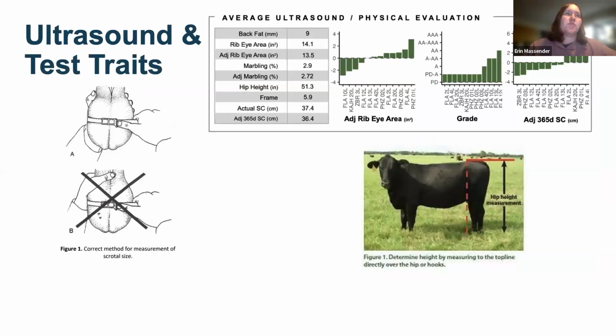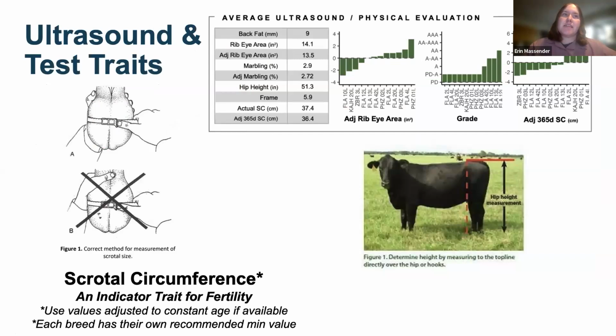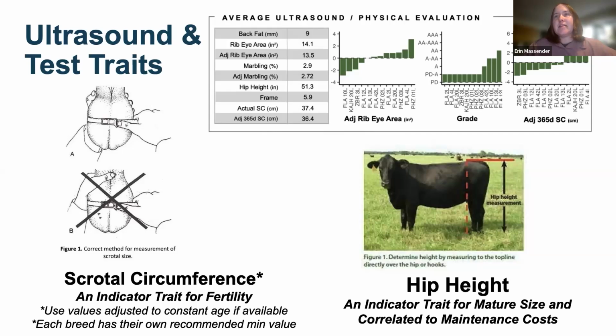In addition to ultrasound traits at bull test, we also consider a few other traits. So scrotal circumference, which is an indicator trait for fertility. Again, you should use the adjusted age constant values if they're available. And then hip height is an indicator trait for mature size and is correlated to maintenance costs.